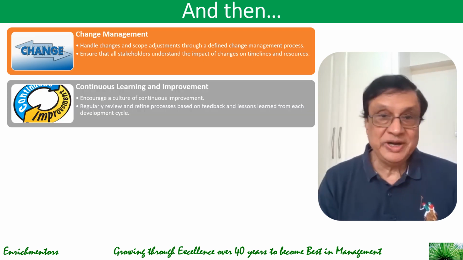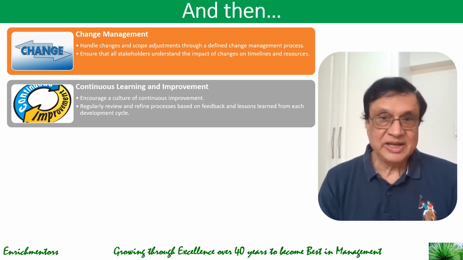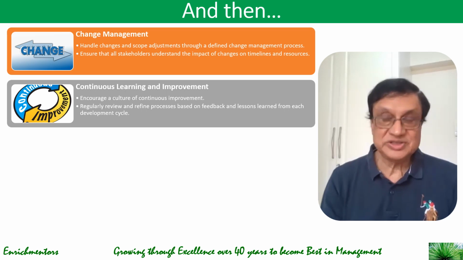Continuous learning and improvement is a part of this product development oversight. You need to have a culture of continuous improvement. You need to drive that and regularly review and refine processes based on the feedback and lessons learned from each development cycle.